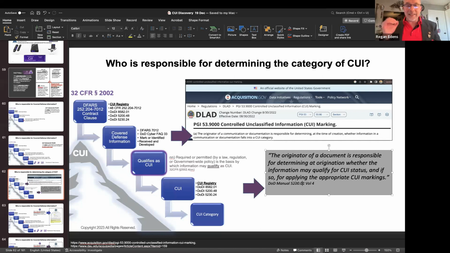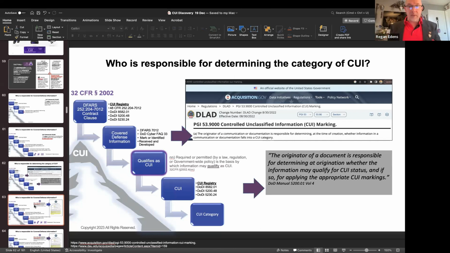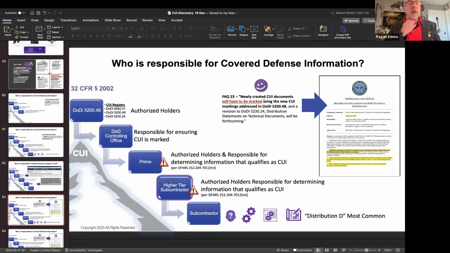DoD 5200.01 says the exact same thing. And as I've provided in DODI 5230.25, newly created CUI documents will be marked. So all of these things fall into that category of that example.